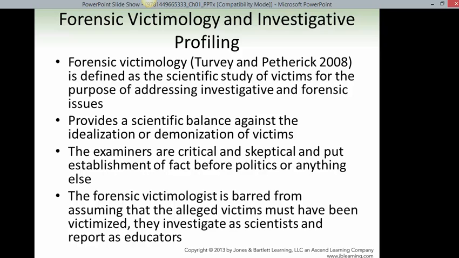Forensic victimology and investigative profiling. Forensic victimology is defined as the scientific study of victims for the purpose of addressing investigative and forensic issues. Provides a scientific balance against the idealization or demonization of victims. The examiners are critical and skeptical and put establishment of fact before politics or anything else. The forensic victimologist is barred from assuming that the alleged victims must have been victimized. They investigate as scientists and report as educators.